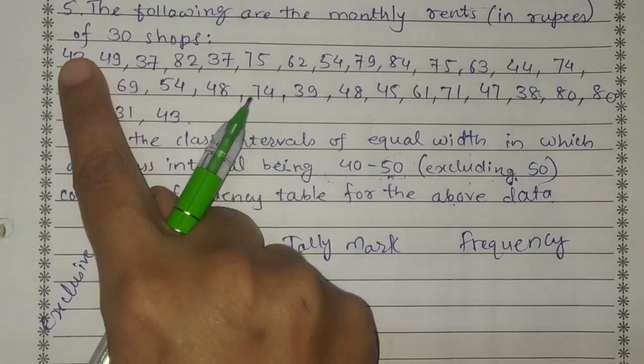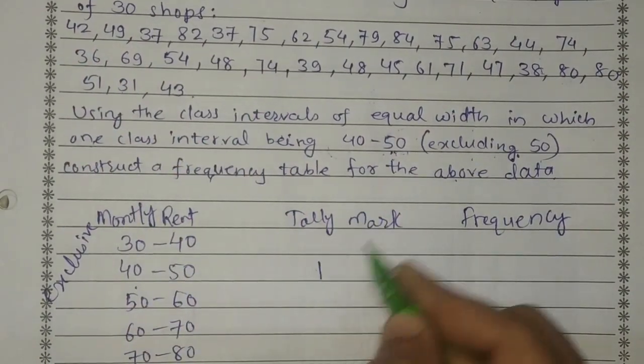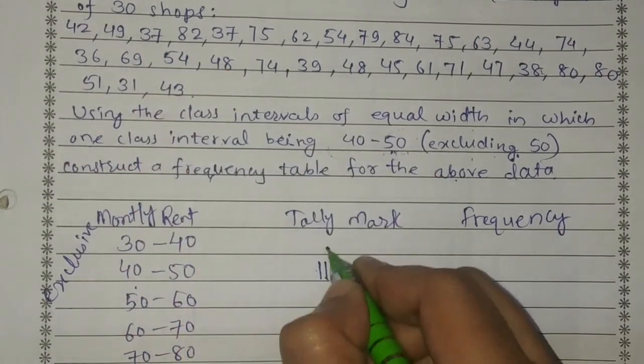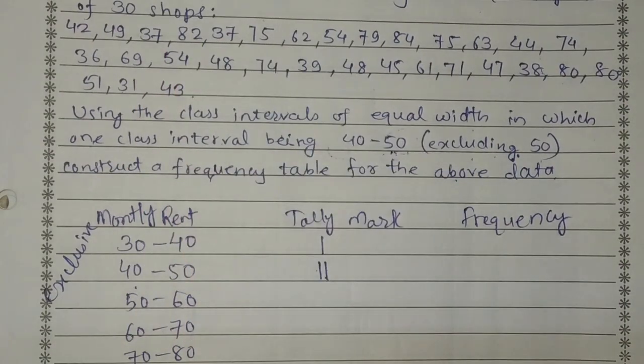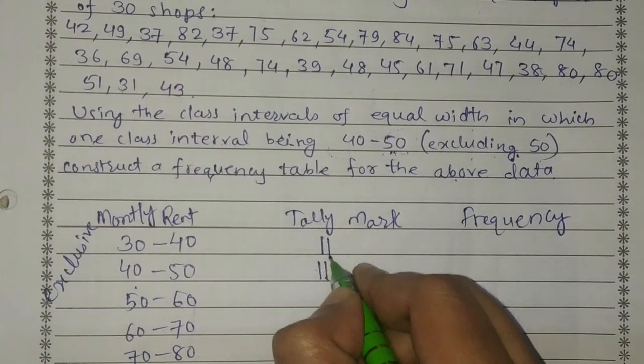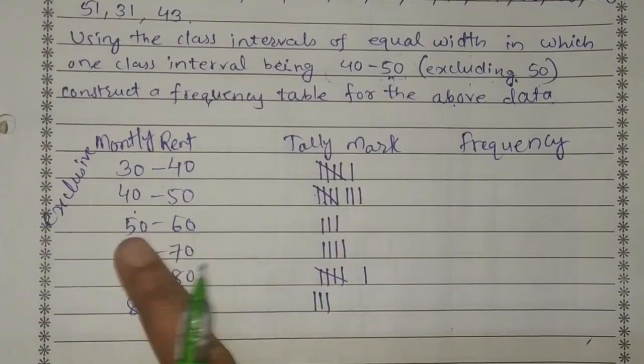So starting from here we'll take 42. So 42 will come here. Then 49, 37, 82, 37. Like this we have to continue. So here I have written all the tally marks. Now we'll count the frequency.